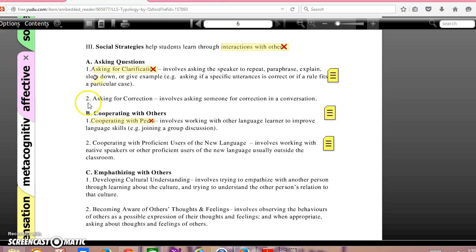And next is cooperating with others, especially with peers. This is mostly involving working with other language learners to improve language skills. For example, in class, we're normally divided into several groups. So this is where you have to join the group discussion, be active in the communications, and that's all from me, I think. And thank you.